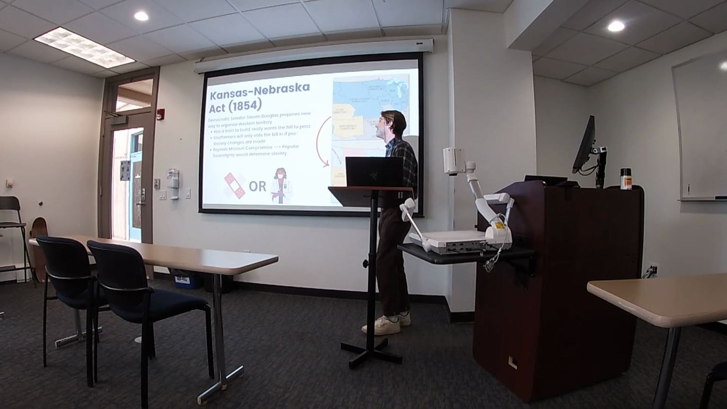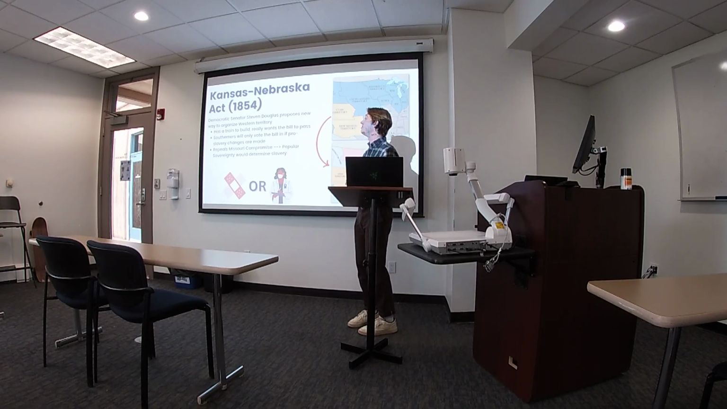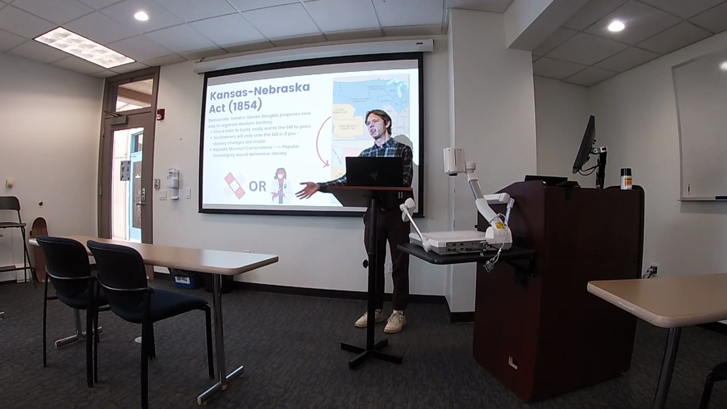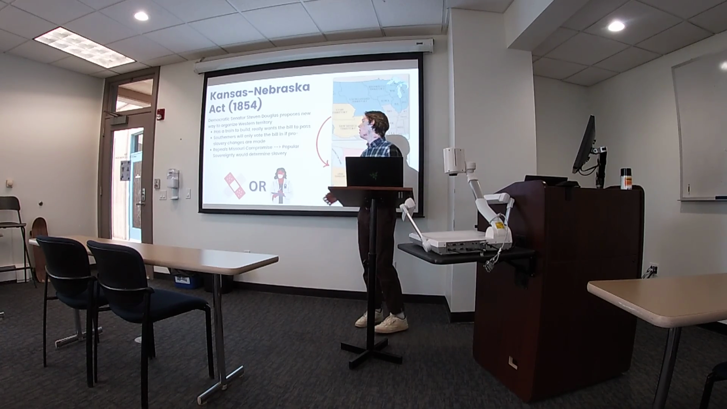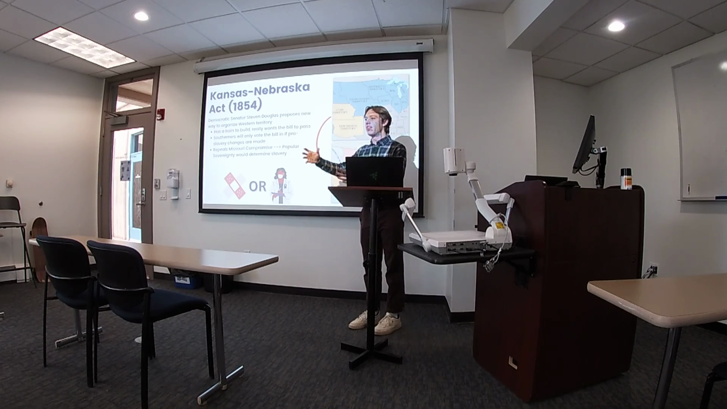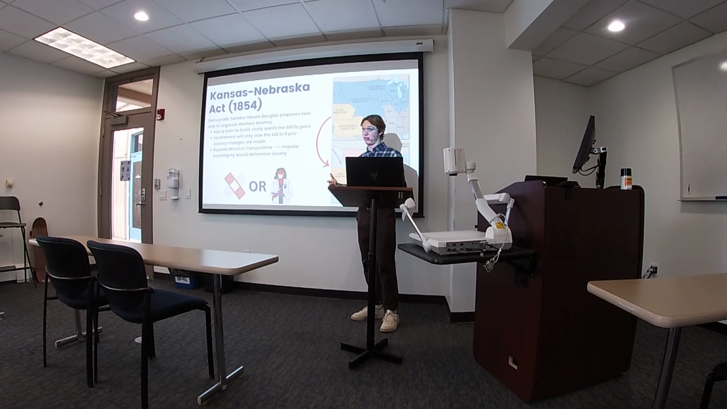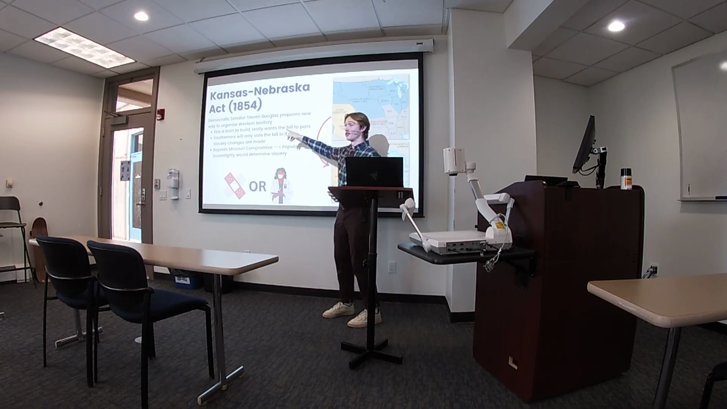That brings us to the Kansas-Nebraska Act of 1854. This is when a Democratic senator, Stephen Douglas, proposed a new way to organize the Western Territory that we'd gotten in the Louisiana Purchase, but then also the Treaty of Guadalupe Hidalgo. A lot of it was just open land, and they wanted to bring it into the Union. Stephen Douglas had a specific incentive to do that. He had a train to build.